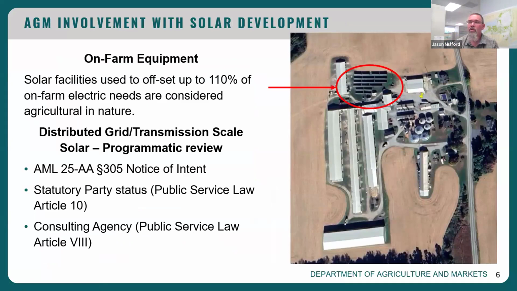When we discuss Agriculture and Markets involvement with solar development, there are different categories. When we talk about the on-farm equipment to a farm, that's typically offsetting 110% of that farm's needs. Anything above and beyond that, then we start to talk, that's a distributed energy or commercial facility. This is a CAFO, and you can see the solar panels there.